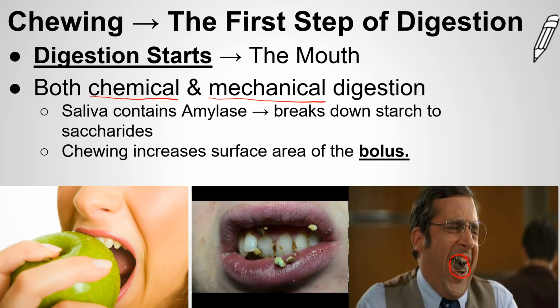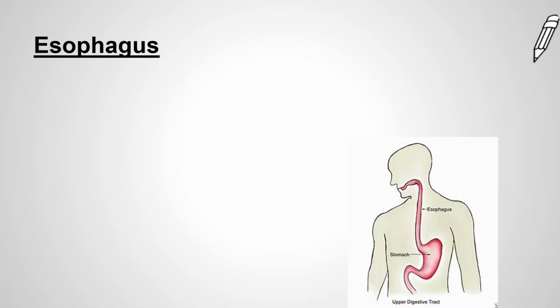Now, why is chewing important? Chewing increases what's called surface area. It's breaking that food down so it comes in contact with more and more of that saliva, okay? And more of the stomach acids when it goes into the stomach.